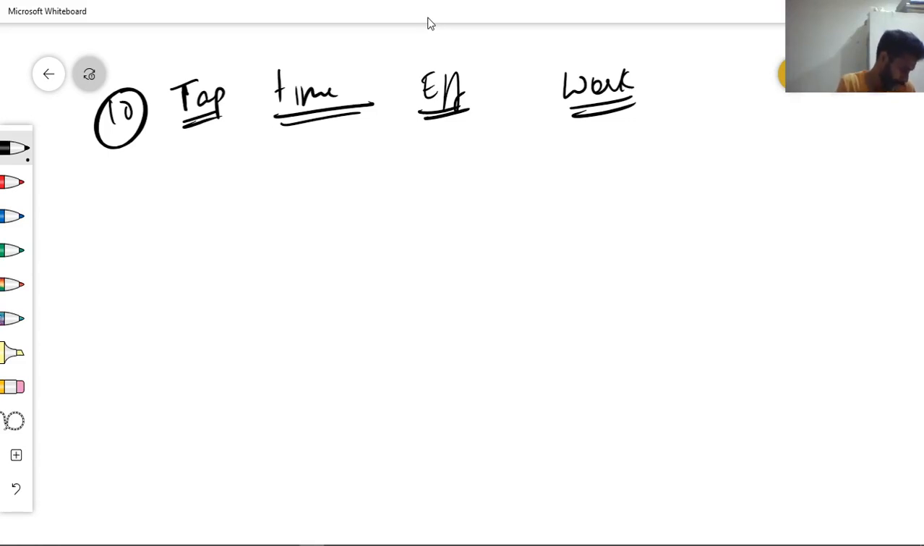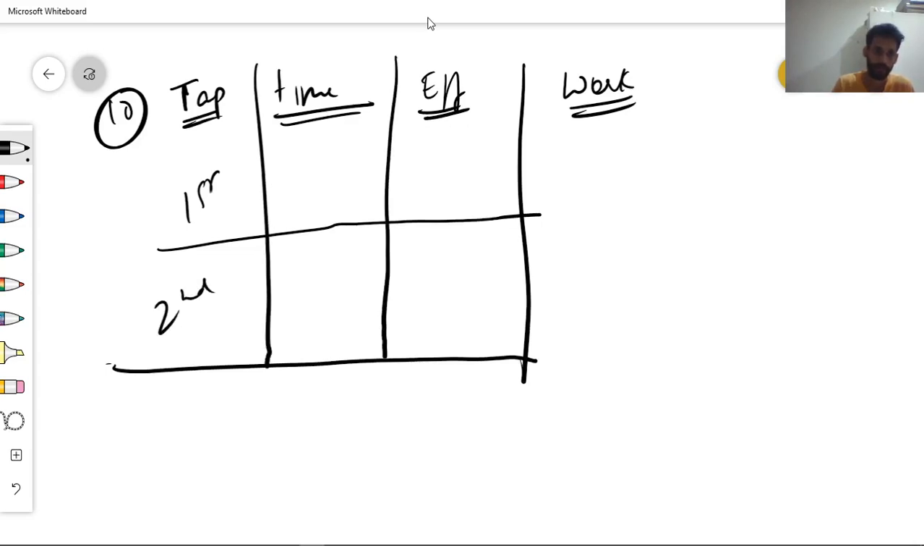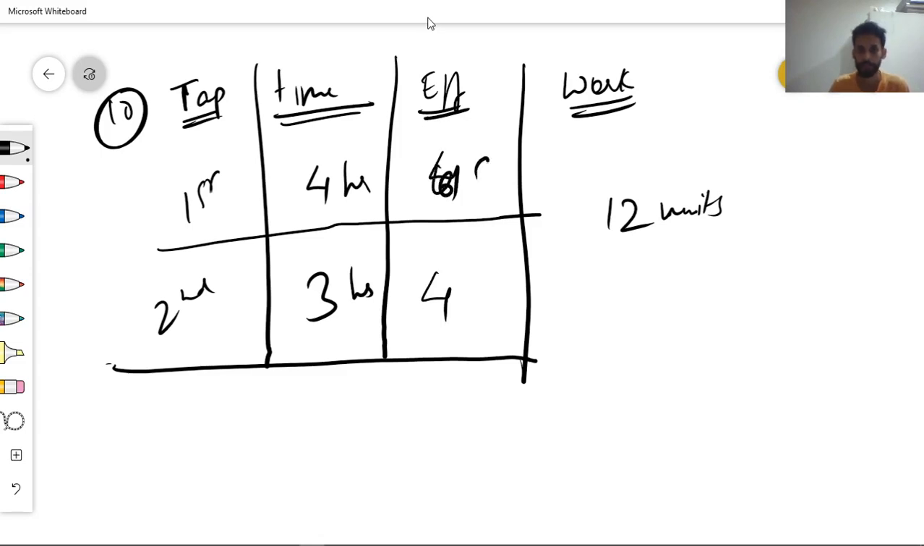So here it will be first step, then it will be second step. So the time, here it will be 4, here it will be 3, and here it will be the LCM of these two, that is 12 units, hours. So here it will be 12 units. So this will take 4, here the efficiency is 4, here the efficiency is 3.